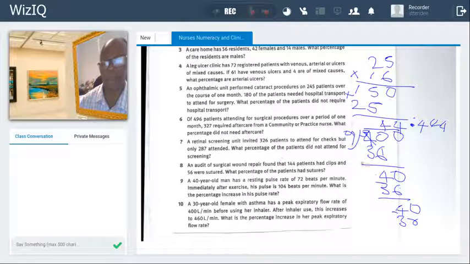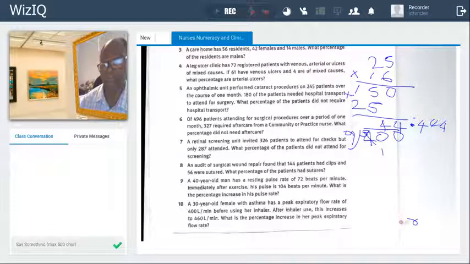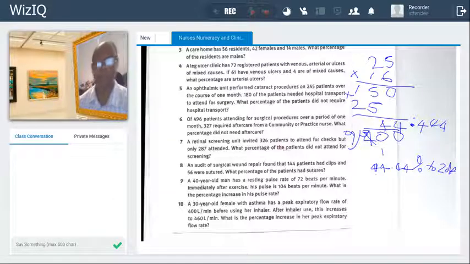So the final answer will be 44.44%. Okay. So final answer is 44.44% to 2 decimal places. Okay. All right, let's go to the last question.